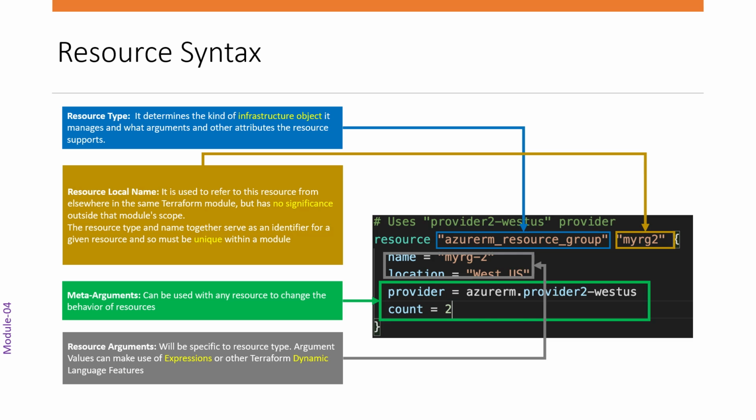This is when the meta argument can help you change the behavior of Terraform. Based on your requirement, you can now modify that code using the meta argument. What we define in our case is count is equal to 2, meaning two resource groups in this particular region will be created. I hope this is clear, team. Now, resource arguments will be specific to the resource type. Argument values can make use of expressions or other Terraform dynamic language features. So this is your expression, and we can have a dynamic way.